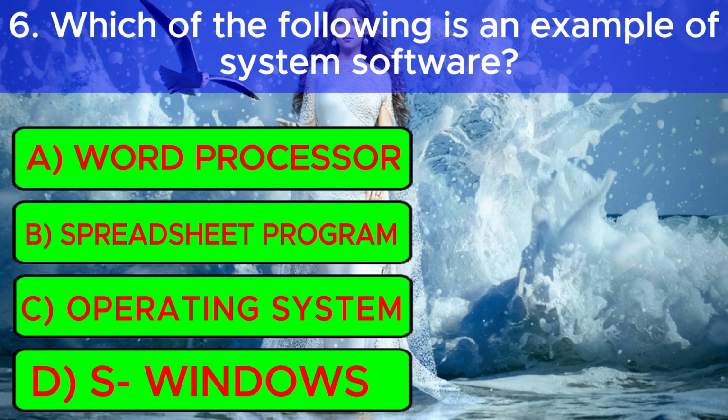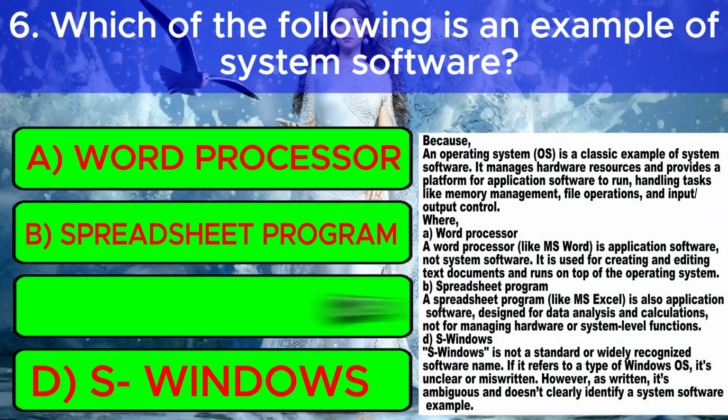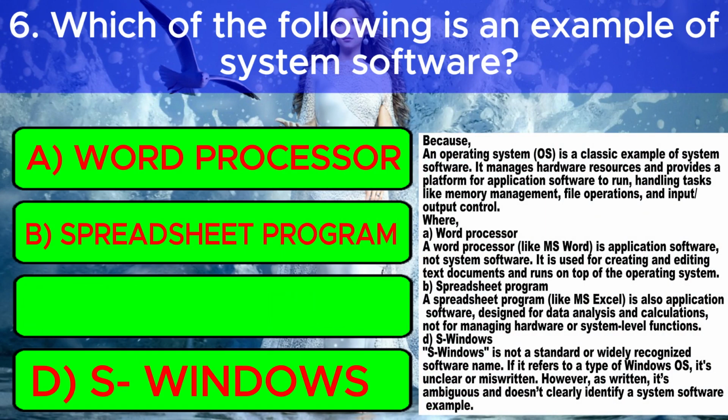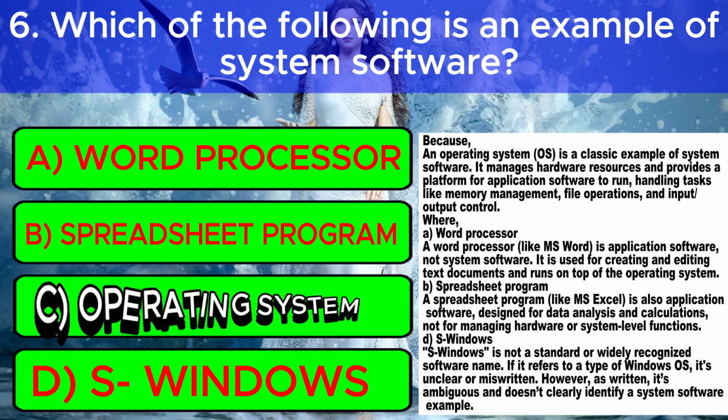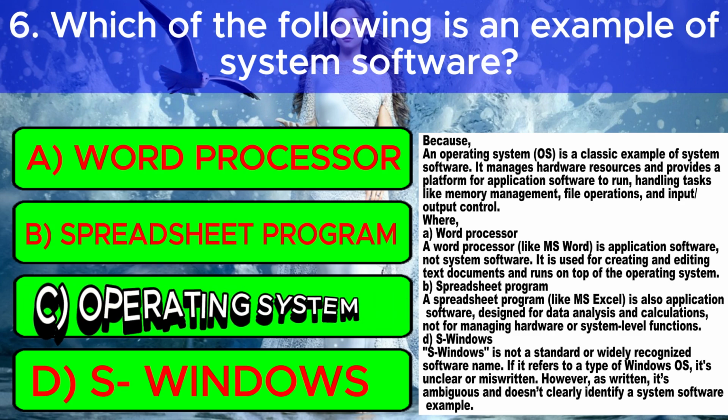And the correct answer is C. Operating system. Because an operating system, OS, is a classic example of system software. It manages hardware resources and provides a platform for application software to run, handling tasks like memory management, file operations, and input-output control.